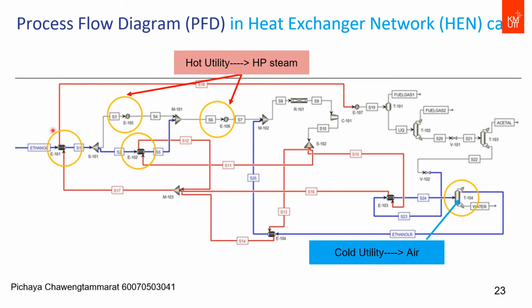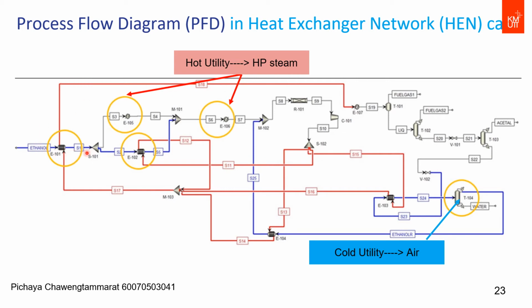Therefore, firstly, we change the equipment from heater to heat exchanger because it has sufficient energy to exchange heat. For heat exchanger E101, we exchange heat between S17 as a hot stream and ethanol as a cold stream. Then it has leaving streams flow out of heat exchanger E101, which are S7, S18 and S1 stream.